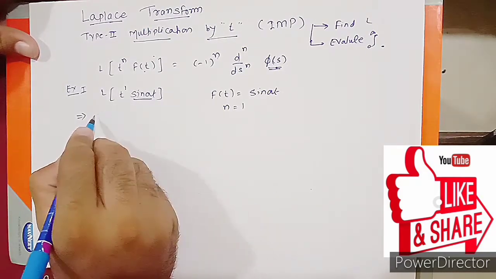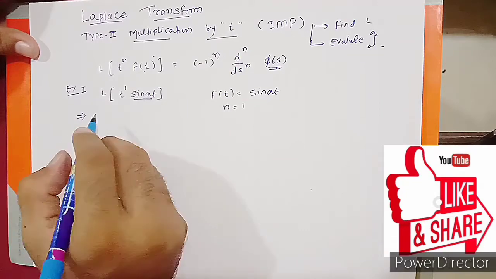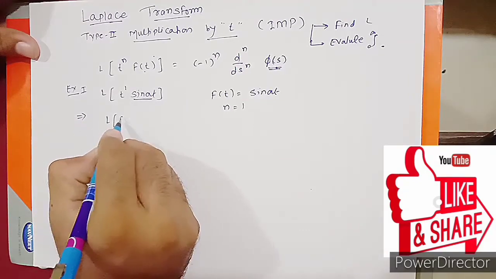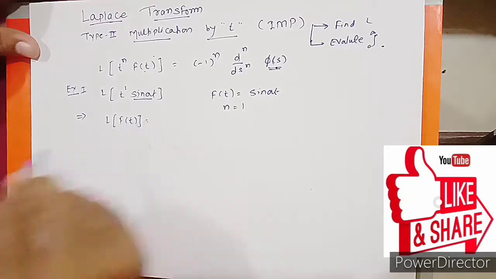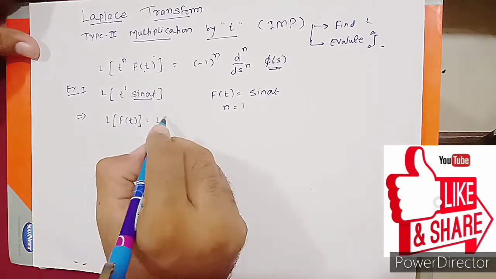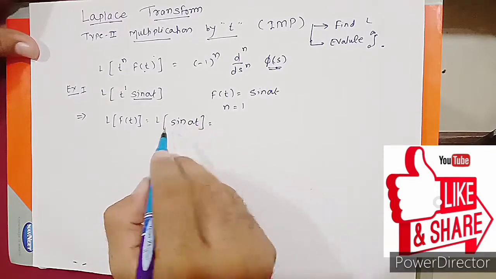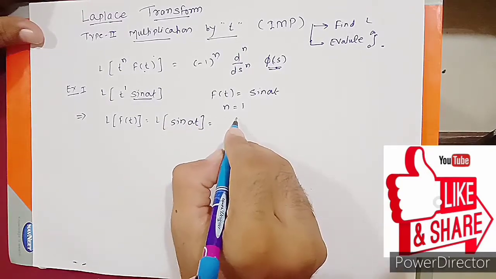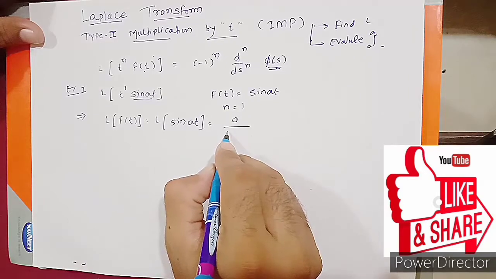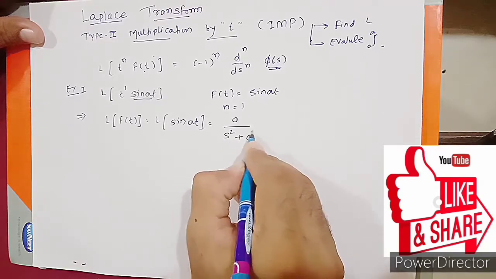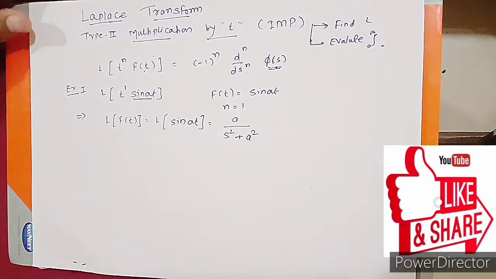So first thing, what is the first step of multiplication by t? The first step of multiplication by t is just finding the Laplace transform of f of t. What is the Laplace transform of f of t? That is sine at, right? So the Laplace transform of sine at, we already discussed, is a upon s square plus a square. It is the Laplace transform of sine at.